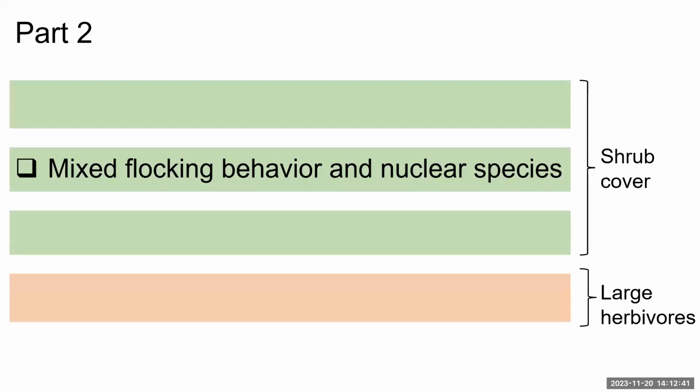So the second part looked at interspecies interactions, specifically in the context of mixed flock behavior, and also wanted to figure out if certain species are important in shaping those associations.